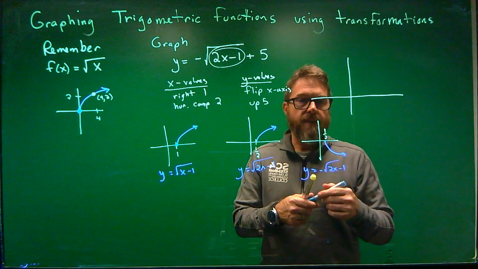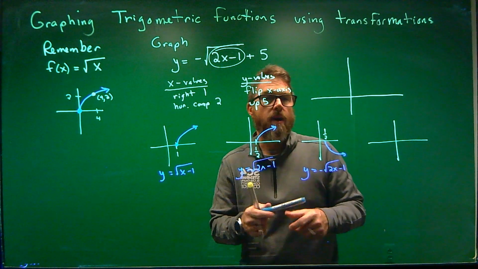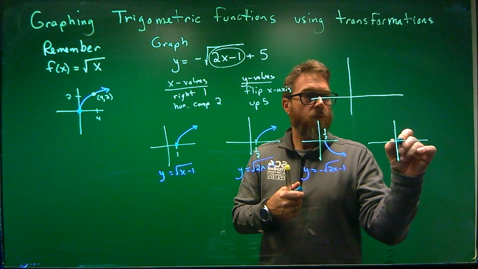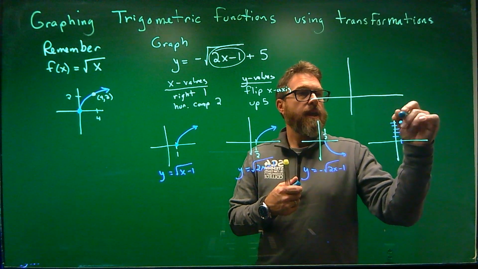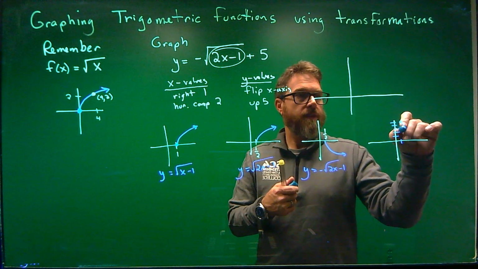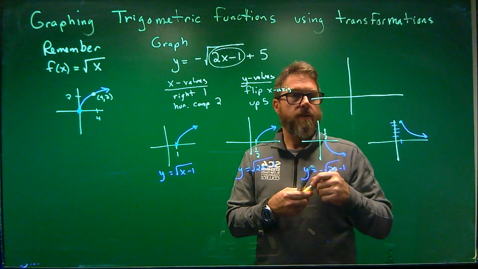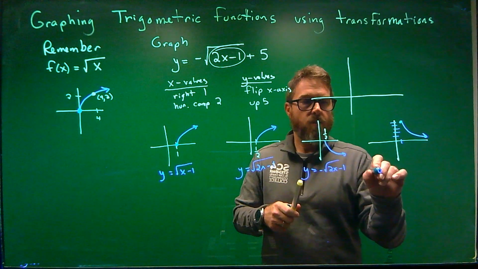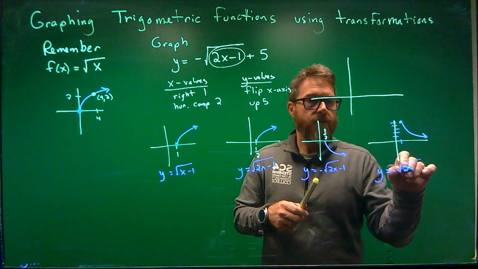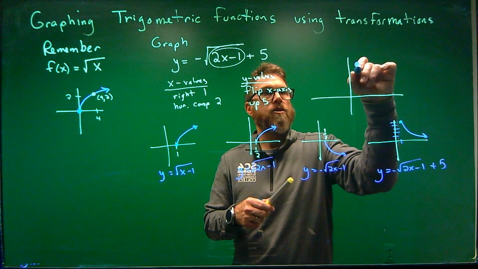And finally, this last step is going to have to go up 5. So here I have 1, 2, 3, 4, 5. So right here. And this is going to go up 5. So it's going to have something like this. Finally, that's this picture right here. Our solution finally is going to be y is equal to minus the square root of 2x minus 1, plus 5. So that's what we have. Our final solution looks like this.